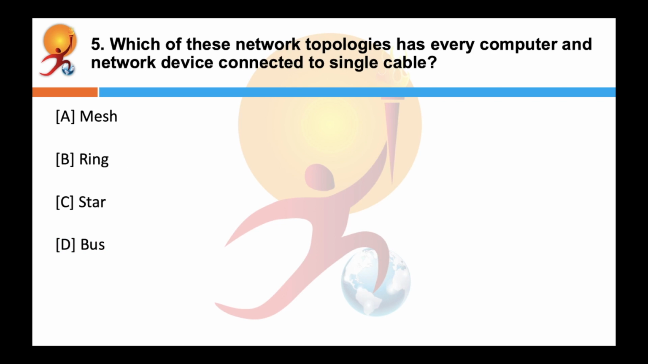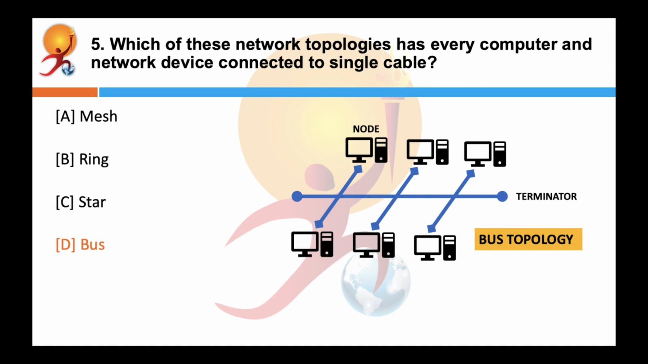Which of these network topologies has every computer and network device connected to a single cable? Correct answer is D. Bus. Bus topology is a network type in which every computer and network device is connected to a single cable. It is ideal for small networks.